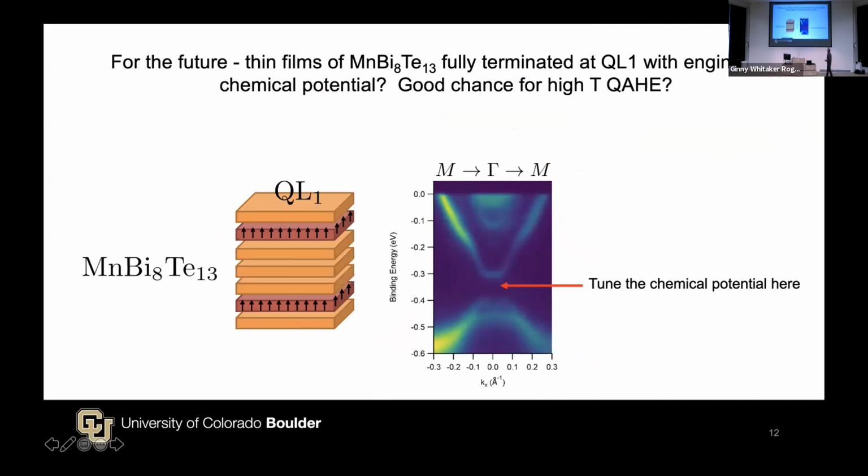So where does this leave us? Well, we would argue that for the future, a beautiful place to be would be to create thin films of this 1813 compound. And this is the ferromagnetic compound. And if we could fully terminate at the QL1 surface, for example, with layer by layer MBE growth, and put the chemical potential here, then this would be a beautiful place to be for high temperature quantum anomalous Hall type physics.